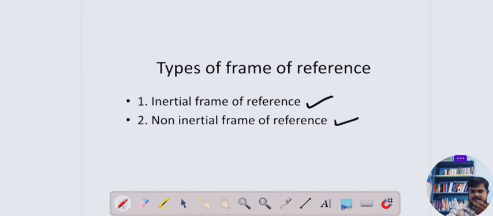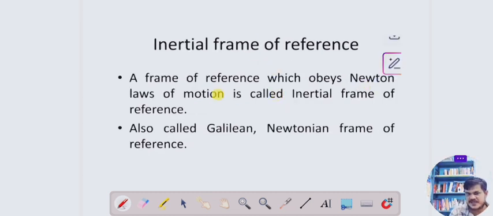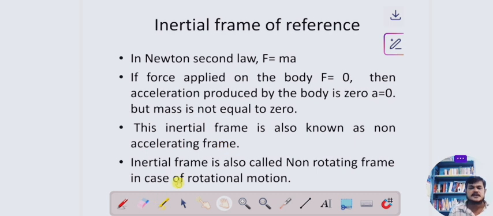The frame of reference which obeys Newton's law of motion is called the inertial frame of reference. A body remains at rest or in uniform motion in the same direction unless an external force acts upon it. Clear? So this is called the Galilean and Newton frame of reference, because it obeys Newton's law of inertia. Clear?